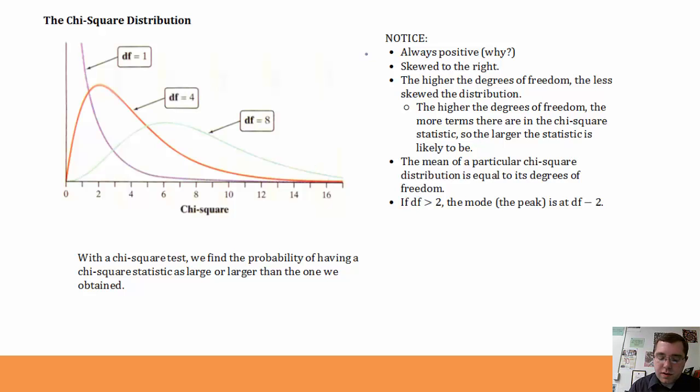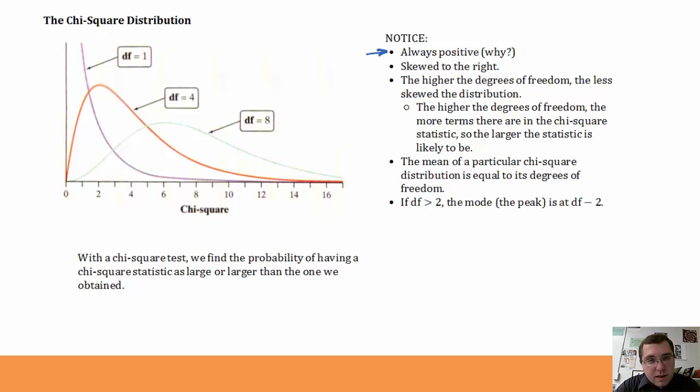The values on the x-axis for a chi-square distribution are always positive. Why? Because the chi-squared statistics are always positive, because we squared those numerators. So there's no sense in extending our graph over in the negative direction. There's not going to be any points over there. It is always skewed to the right. The higher the degrees of freedom, the less skewed the distribution is.